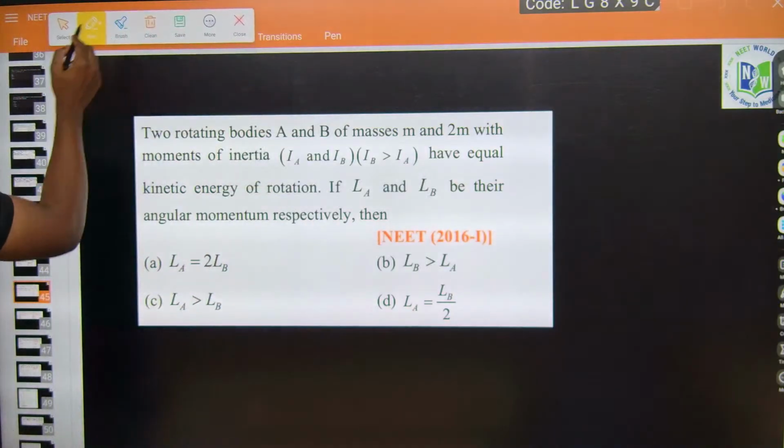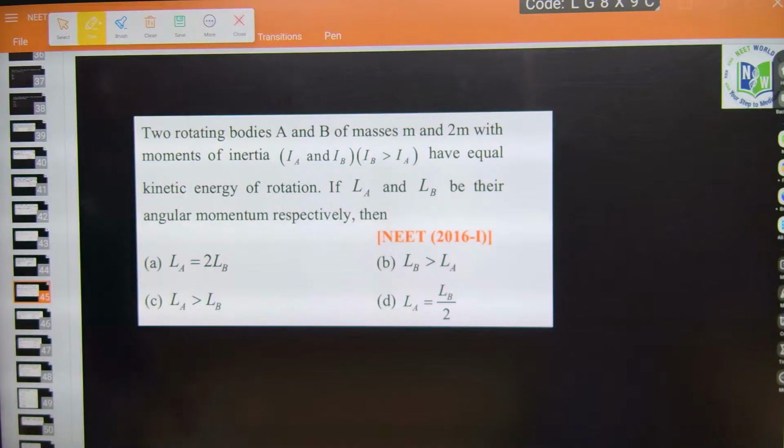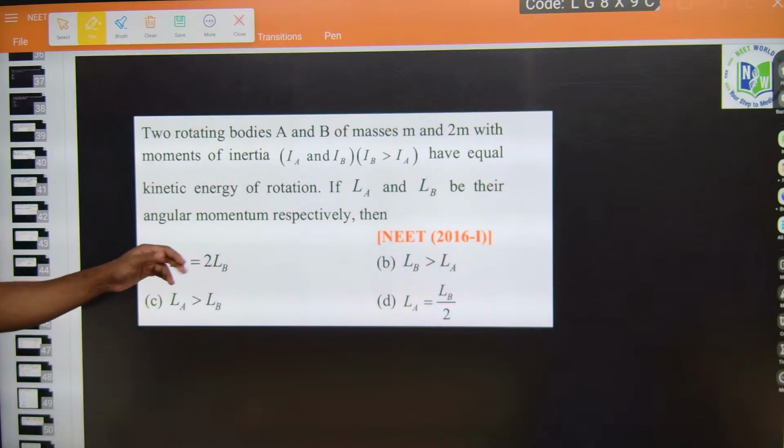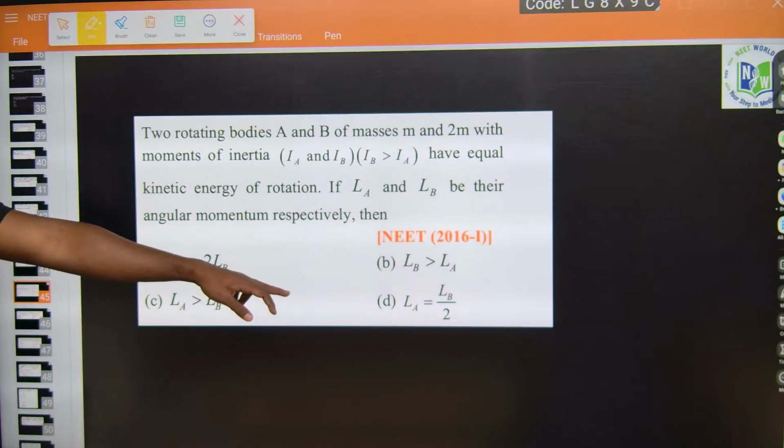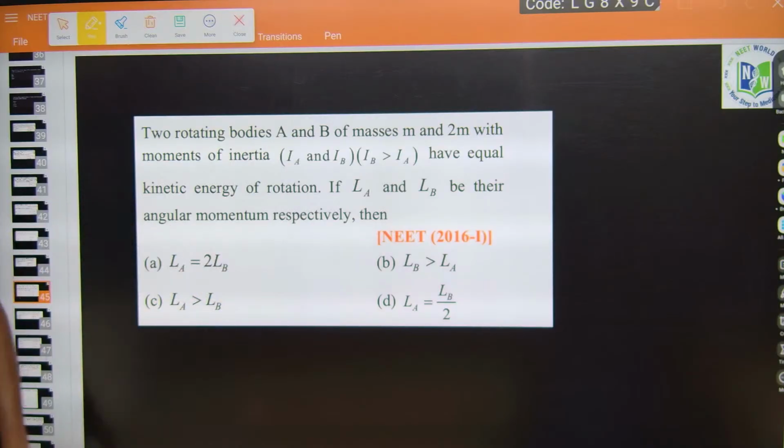What is the given question here? Two rotating bodies A and B of masses m and 2m with moment of inertia Ia and Ib, where Ib is greater than Ia, have equal kinetic energy of rotation. If La and Lb are their angular momentum respectively, then La equals 2Lb, or Lb greater than La, or La greater than Lb, or Lb equals 2 times La. These are the options given. What can I do for this question?